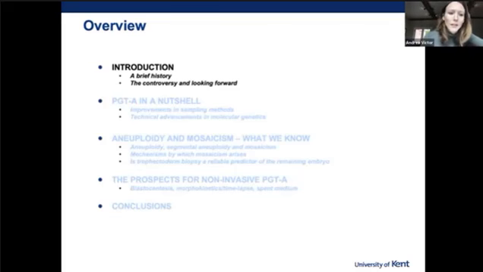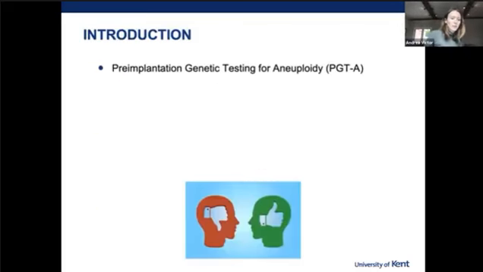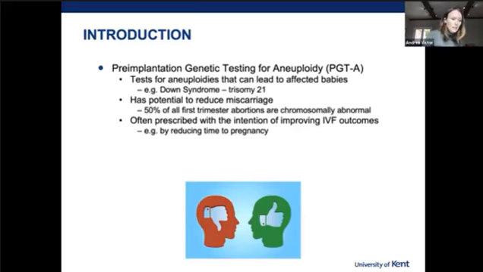Preimplantation genetic testing for aneuploidy is essentially testing embryos in an effort to determine their ploidy status. It's used for different purposes, but notably to screen for aneuploidies that can lead to the birth of babies with chromosomal copy number syndromes, also to reduce miscarriage rates, since almost half of first trimester abortions are due to chromosomal aberrations. And it's also utilized with the intention of improving IVF outcomes. So for example, reducing the time to pregnancy.